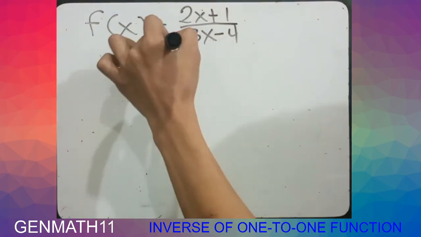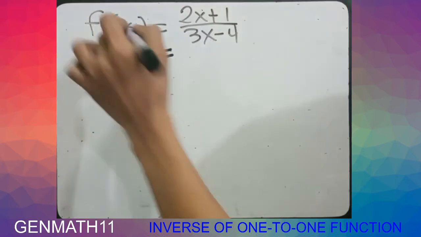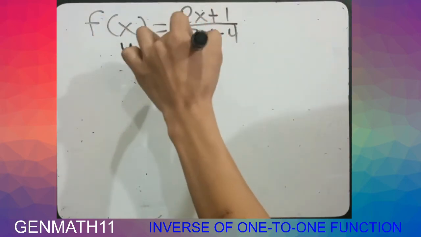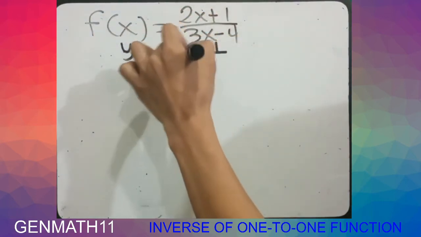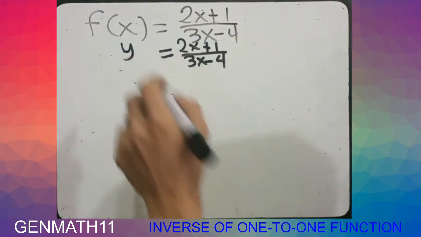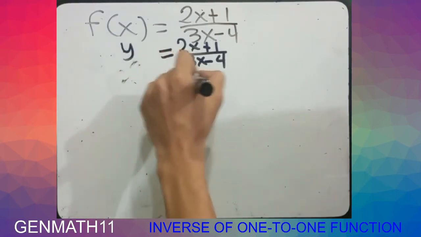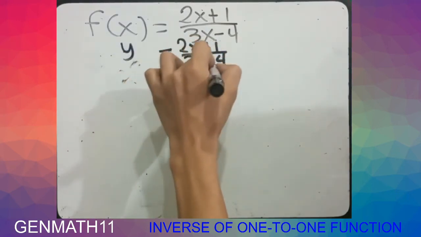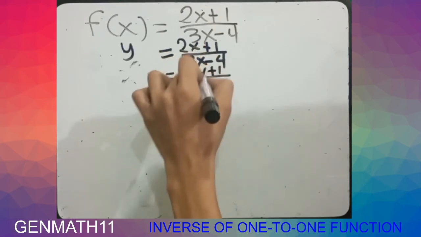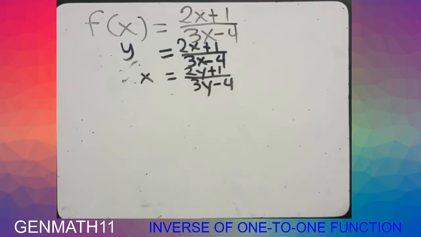So, same process pa din, gagawin natin y si f of x. Okay, then, kopyahin na natin yung given. So next, interchange y and x. So x, ito. Lagyan natin ng equals dito ha. Then si 2y plus 1 over 3y minus 4. Tapos dito si x. Okay. So sir, paano pong gagawin dyan?